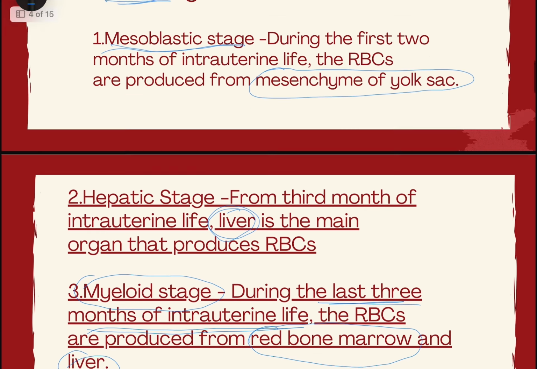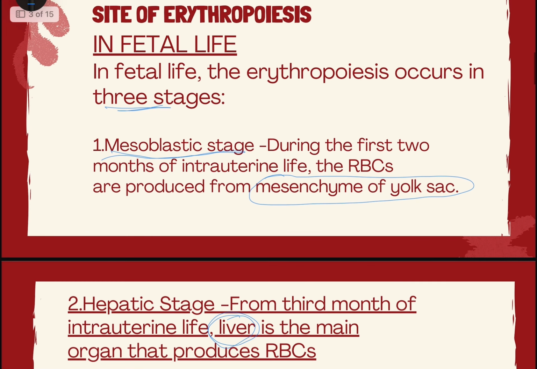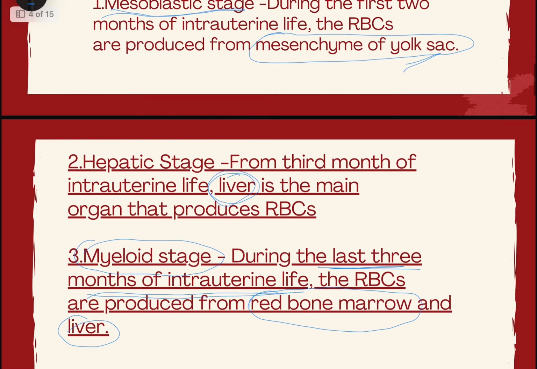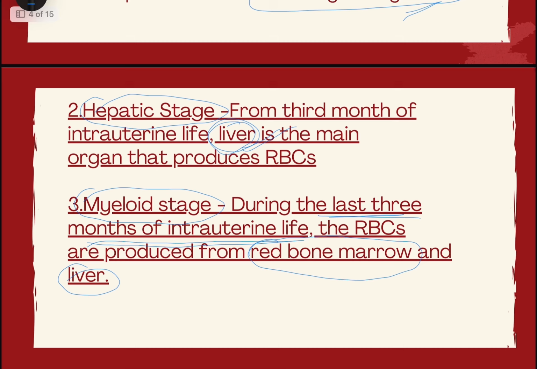So to summarize the three stages: firstly, in the mesoblastic stage, the site of erythropoiesis is the mesenchyme of the yolk sac. Second, in the hepatic stage, the main site of erythropoiesis is the liver. And third, the sites of erythropoiesis are the red bone marrow and the liver, both of them.